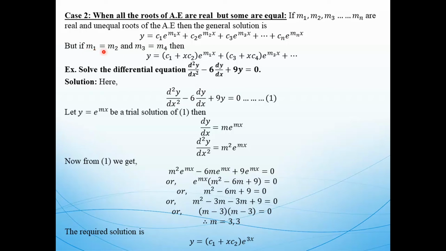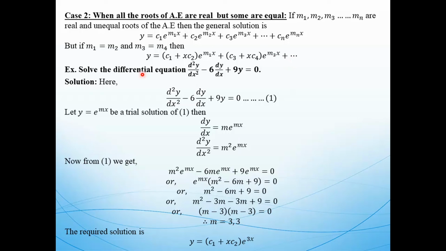But if m1 is equal to m2 and m3 is equal to m4, then we can write the general solution for case 2 as y is equal to (c1 plus x c2) e to the power m1x plus (c3 plus x c4) e to the power m3x and so on.